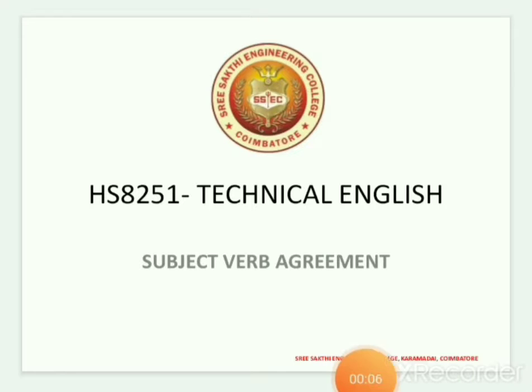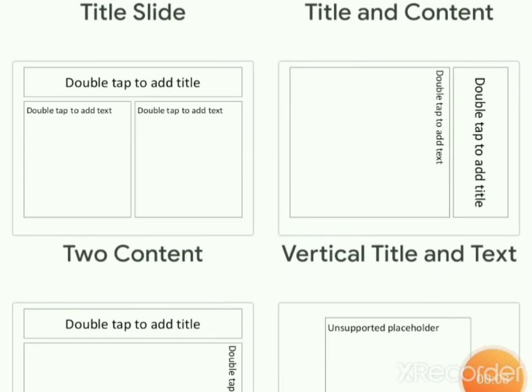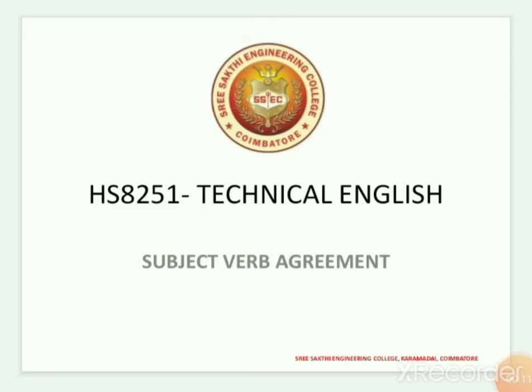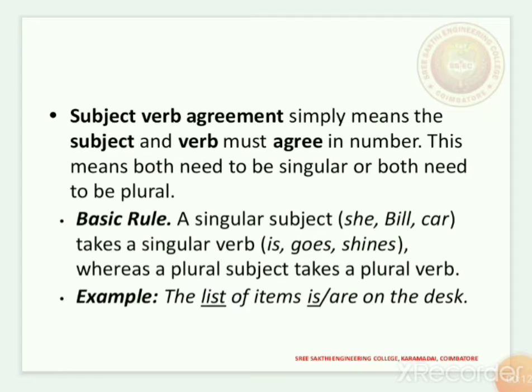Okay, so before that, we're going to see the definition for that. Subject-verb agreement simply means the subject and verb must agree in number. This means both need to be singular or both need to be plural.